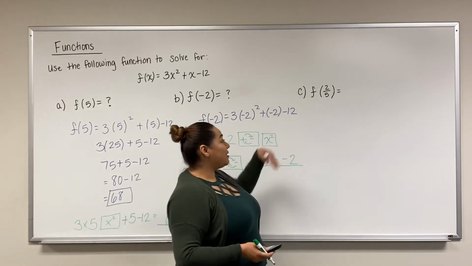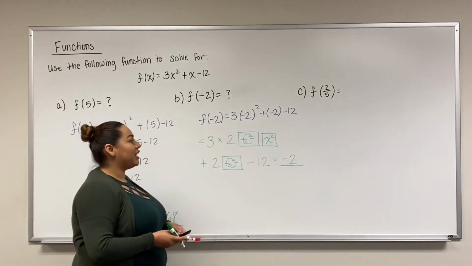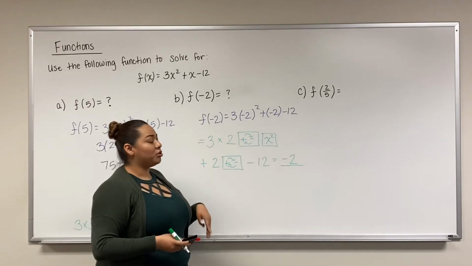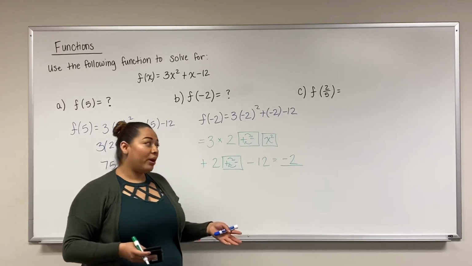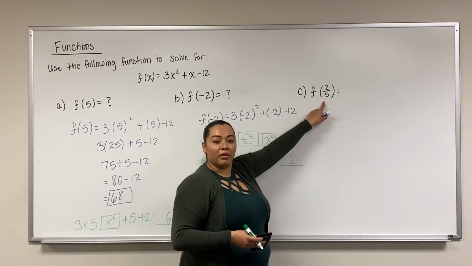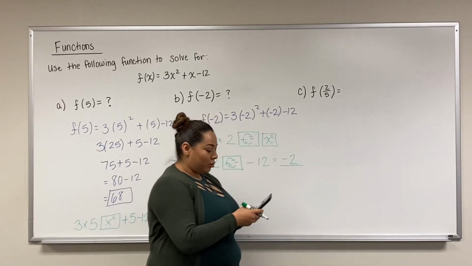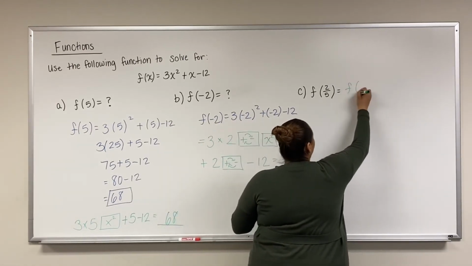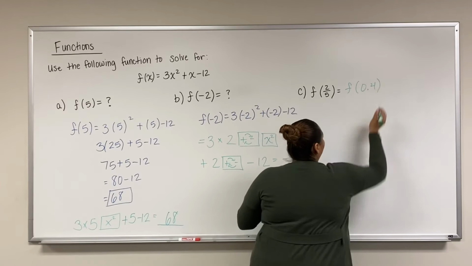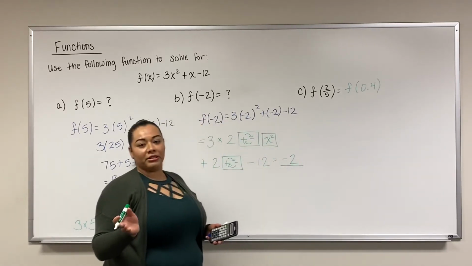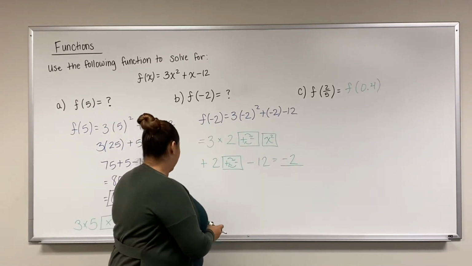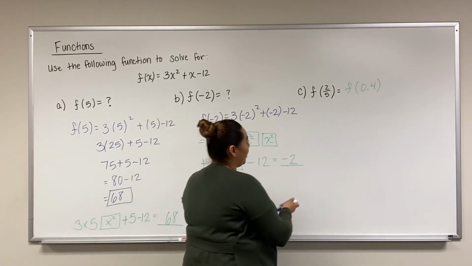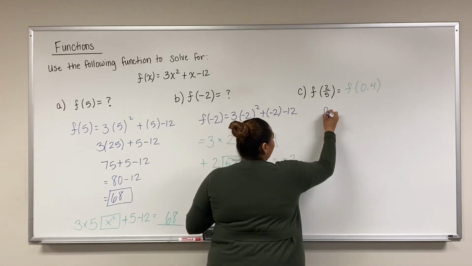For C, now we have a fraction. They might give you a fraction like this. There's a button in the calculator, the ABC button, that you can use for fractions, or another way is to change it into a decimal if you don't want to deal with fractions. 2 divided by 5 is going to give us 0.4. So this is the same thing as saying f of 0.4. If you want to deal with fractions, just put in 0.4 in the calculator and it'll make it easier. So we're going to make f of 2 over 5 equal to f of 0.4.